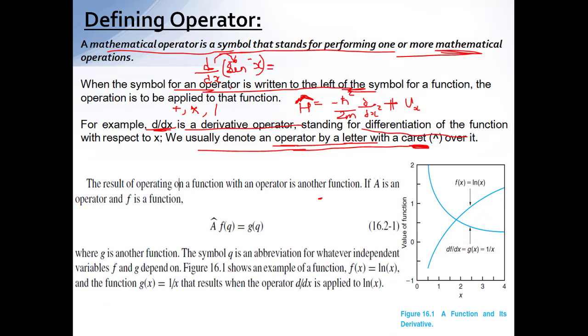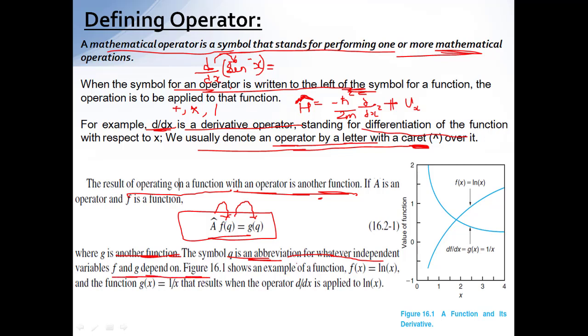Now, the result of operating on a function with an operator is another function. Let us see this scenario. A cap is an operator which is operated on a function f giving another function g. The symbol q is an abbreviation for whatever independent variables f and g depend upon.